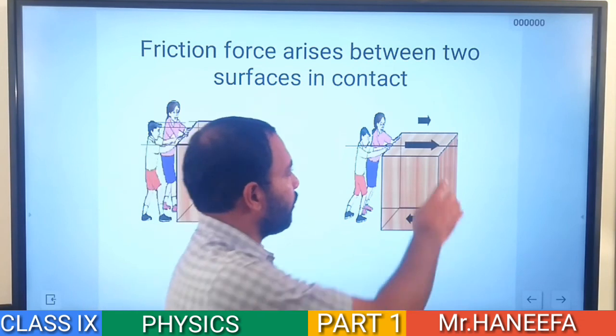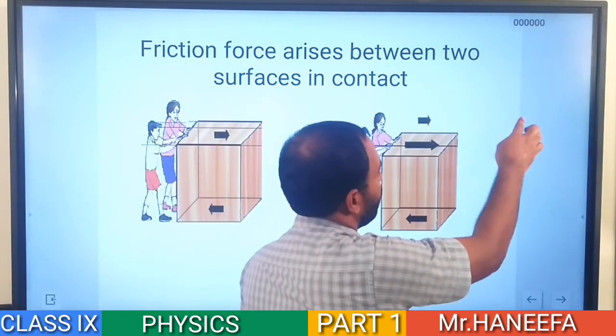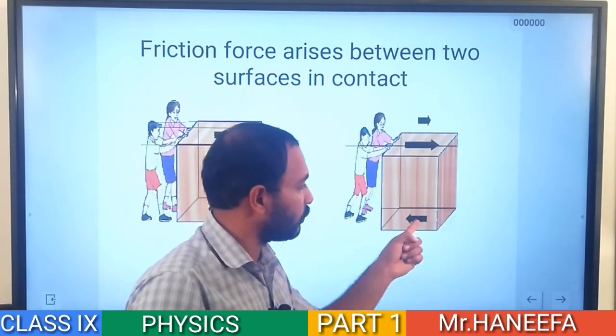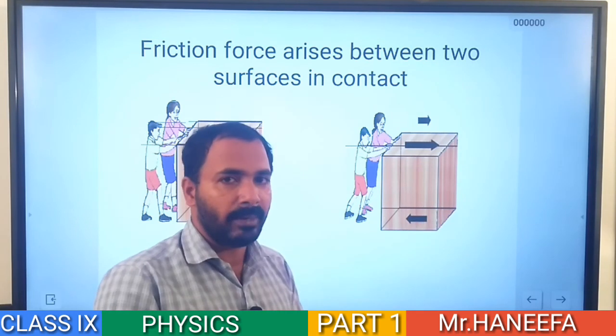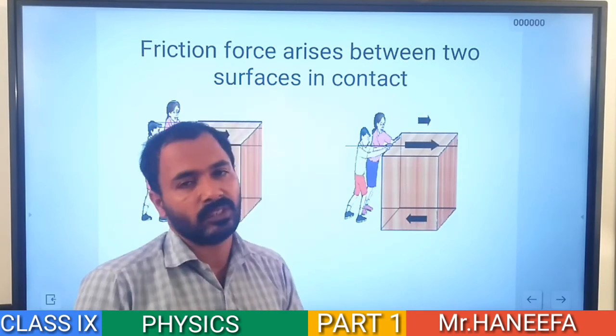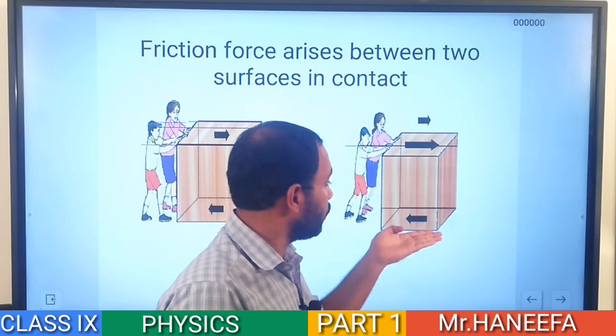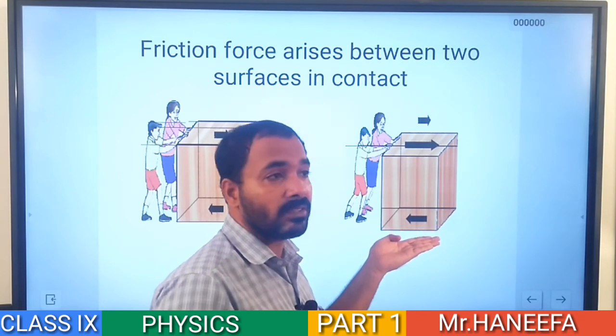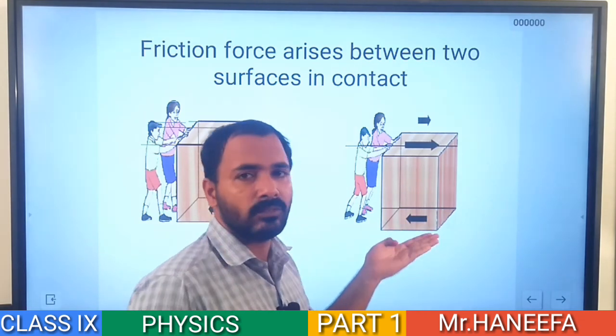What is the direction of the applied force? This is the direction of the applied force. This is the direction of the friction. The applied force is greater than the frictional force. So the object moves. This type of force is called unbalanced force.